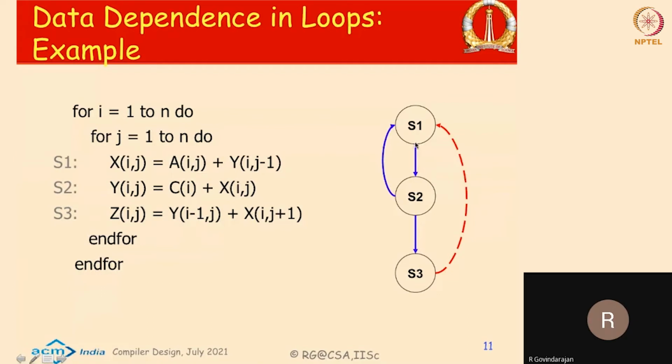For example, there is a dependence from S1 to S2 because S1 produces the value x of ij, which is being consumed by S2. So there is a true dependence from S1 to S2. Similarly, there is a true dependence from S2 to S3 because S2 produces a particular value of yij, and S3 consumes that value. It probably consumes it one iteration later, but still there is a dependency. Right? Similarly, between S2 and S1, there is a dependency because of this yij and yi comma j minus 1.